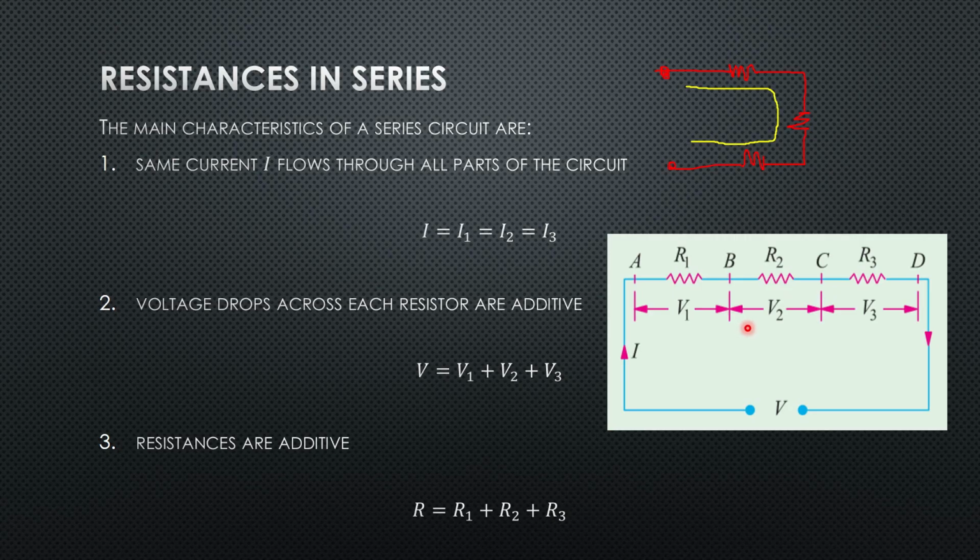But we have assumed that they are not equal, so V1 plus V2 plus V3 will be equal to the total voltage. Same goes for resistances, they are additive, so the total resistance of the circuit will be equal to resistance 1 plus resistance 2 plus resistance 3. So these are the three main characteristics of the series circuit.